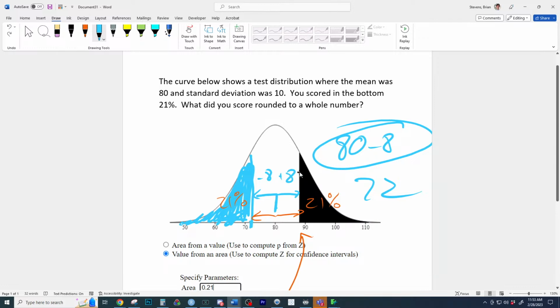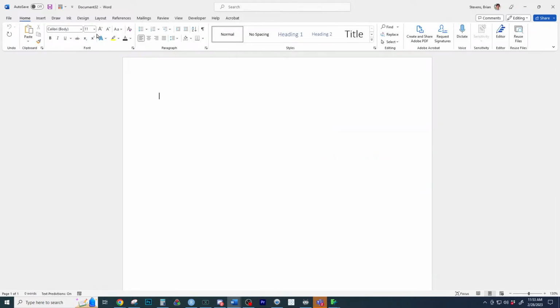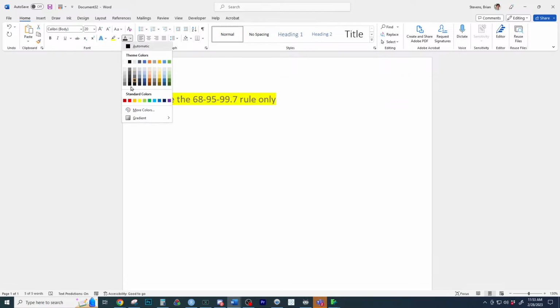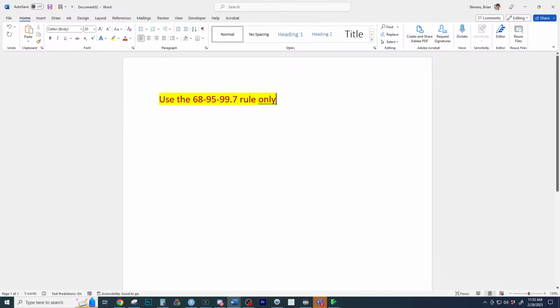We could do a question like this too, though, that says, here's another one. Use the 68, 95, 99.7 rule only. We give applet pictures on the test, so you have to know how to use the applet pictures. And we also give questions like this where you only use these rules right here. So this means only use these rules.